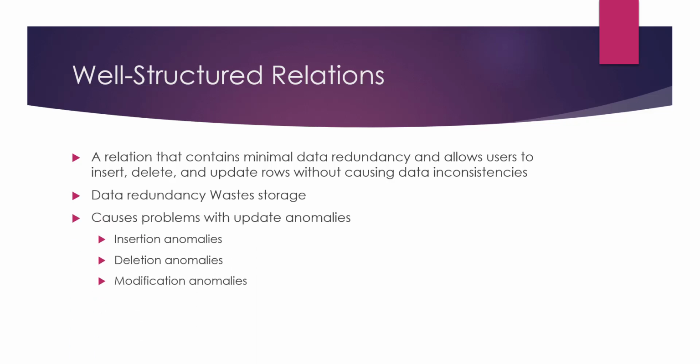Now, what could happen if we have this data redundancy? We might get these update anomalies. We might get insertion, deletion, or modification or update anomalies, which happen because of this data redundancy. So our general rule of thumb here is we want to have the table only pertain to one entity type. We should not have more than one entity type stored in the same relation or table.